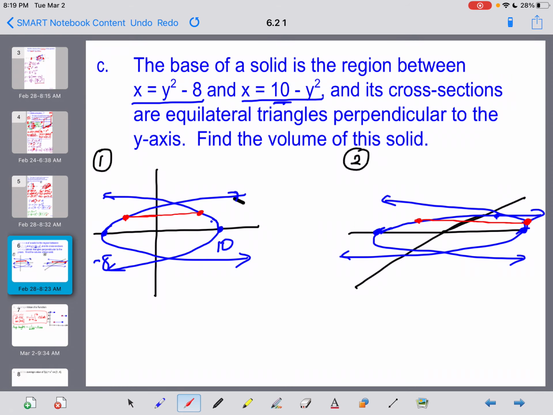But now in figure number 2, let's draw the rest of it. That red segment that we just drew is now the base of an equilateral triangle sticking straight up in the air, looking something like this.